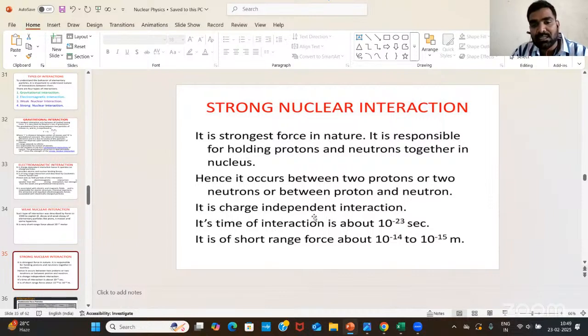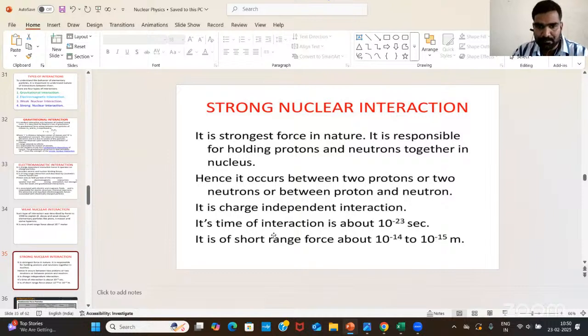So it is a charge independent interaction. It is what? It is a charge independent interaction, because there are two protons which are two positively charged, but they are having some attraction between them, isn't it? They are charge independent. Even if you take a proton and neutron, one is positive and one is neutral, right? So here the positive is attracted to a neutral one. It is also charge independent. We can say by telling these examples that strong nuclear interactions are charge independent.